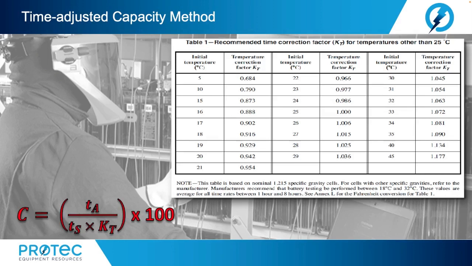Now, let's first look at the time-adjusted capacity method. When using this method, no correction of any type is required prior to the performance of the test. This method can be used with acceptance tests, modified performance tests, and performance tests that have a duration of 1 hour or greater. In the previous version of the IEEE 450 standard, the discharge rate for the time-adjusted method was adjusted for temperature prior to conducting the test. This previous method is acceptable.